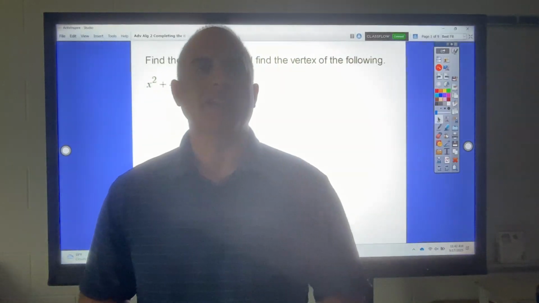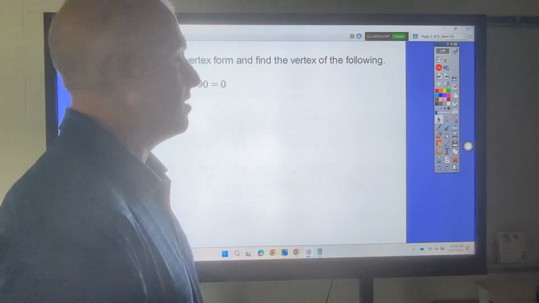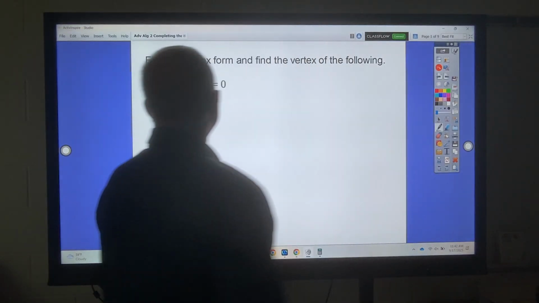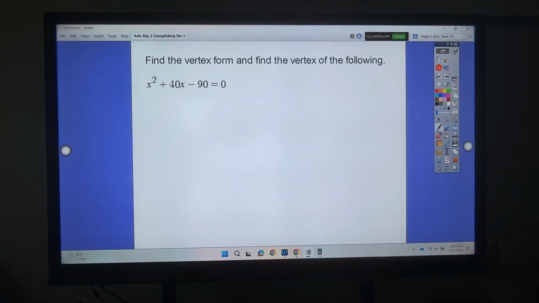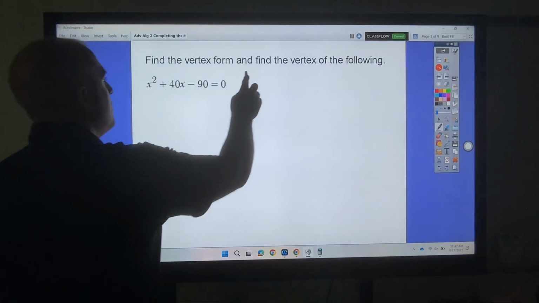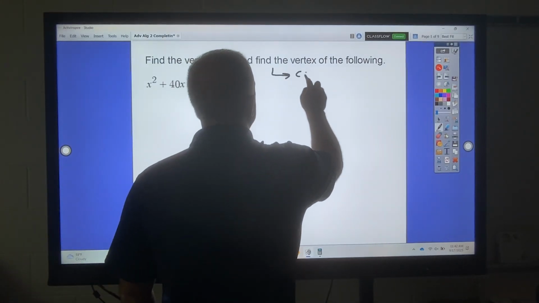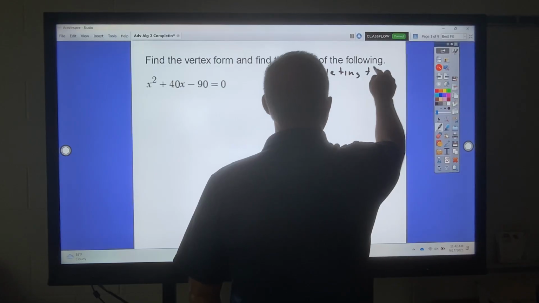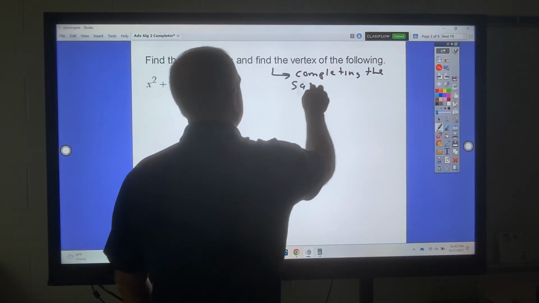Okay, this is going to be an advanced Algebra 2 lesson on completing the square. It says find the vertex form and find the vertex of the following. So what we want to do is a method called completing the square. And here's how you do that.